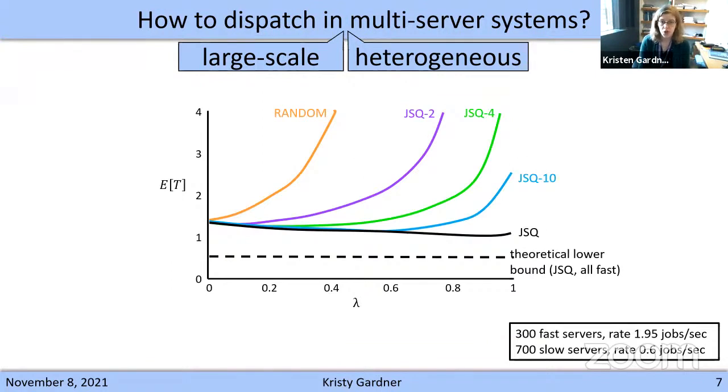So let's return to our numerical results and look at what SED achieves for us. We can see that using SED4, we actually are reaching our theoretical lower bound when lambda is very, very low. But there's still something to be gained. Maybe we can do a little bit better when lambda is high. And so our goal here is to explore what is possible in this space. Can we do better than SED? Can we come up with better ways of leveraging server heterogeneity?